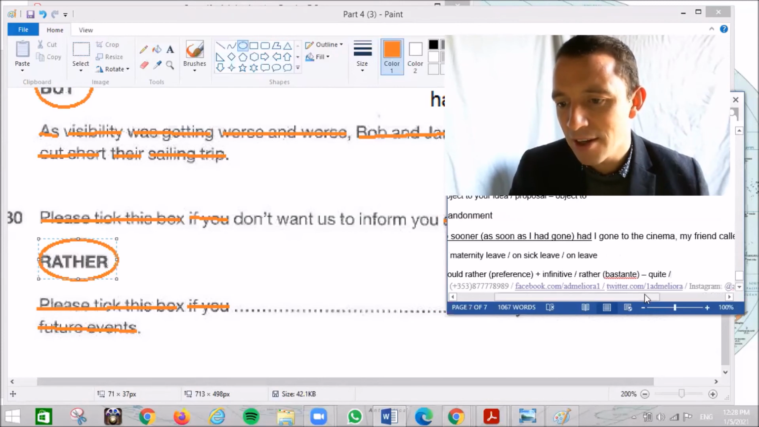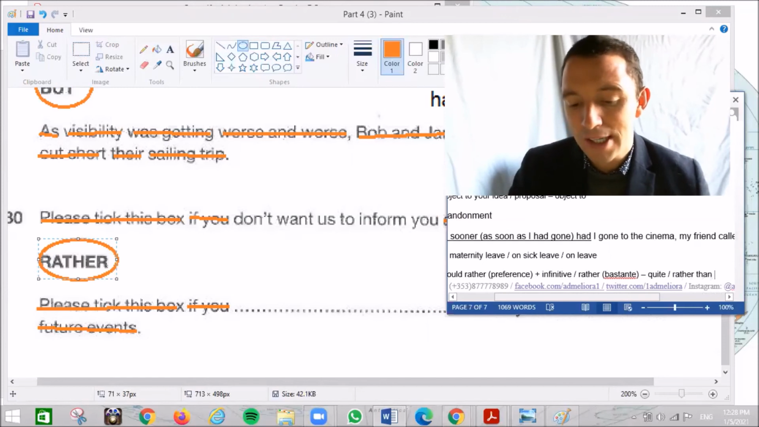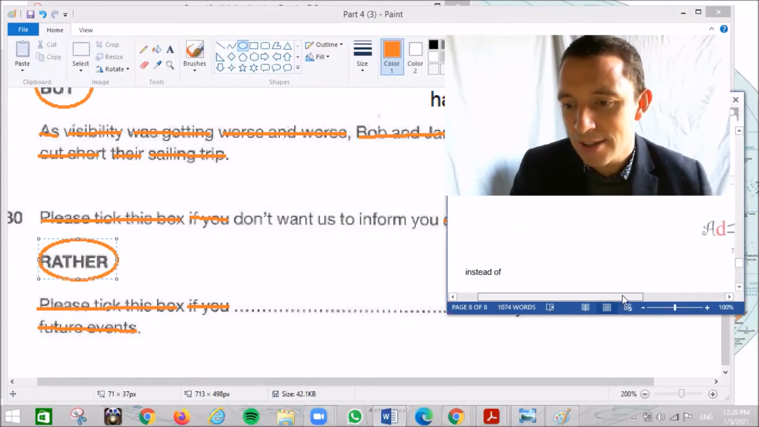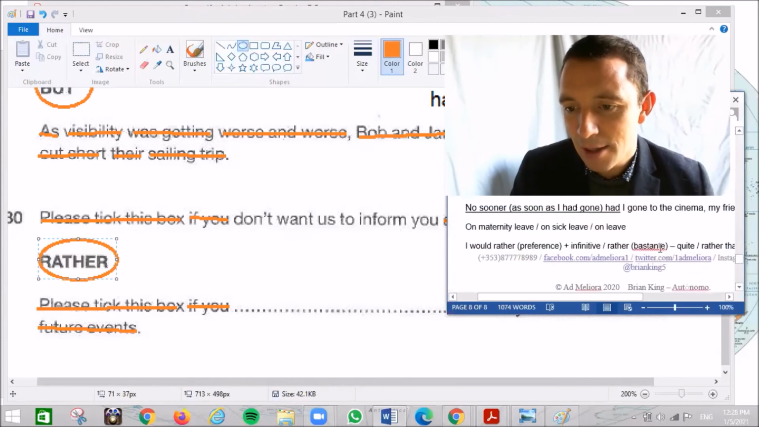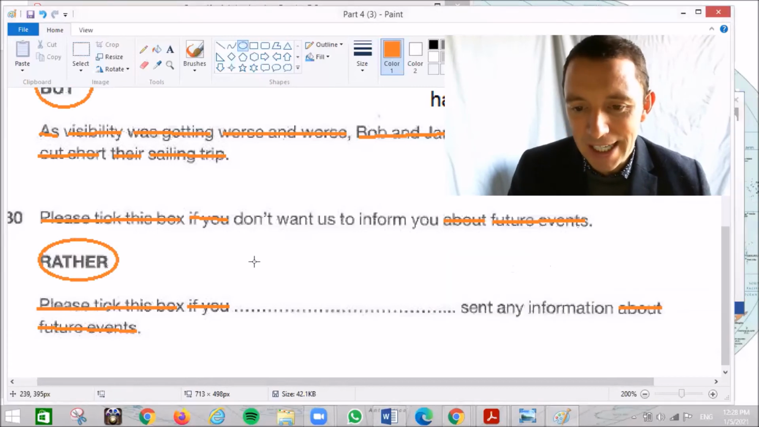and "rather than" is the third one that's very typical, rather than. So the translation is en lugar de. Okay, and in English we can also say "instead of". So let me see if you can see that at the end. Yeah, bastante, quite, and then rather than, en lugar de. So it's flexible. You have three possibilities, and in this option, it is maybe preference. So it's related to preference.